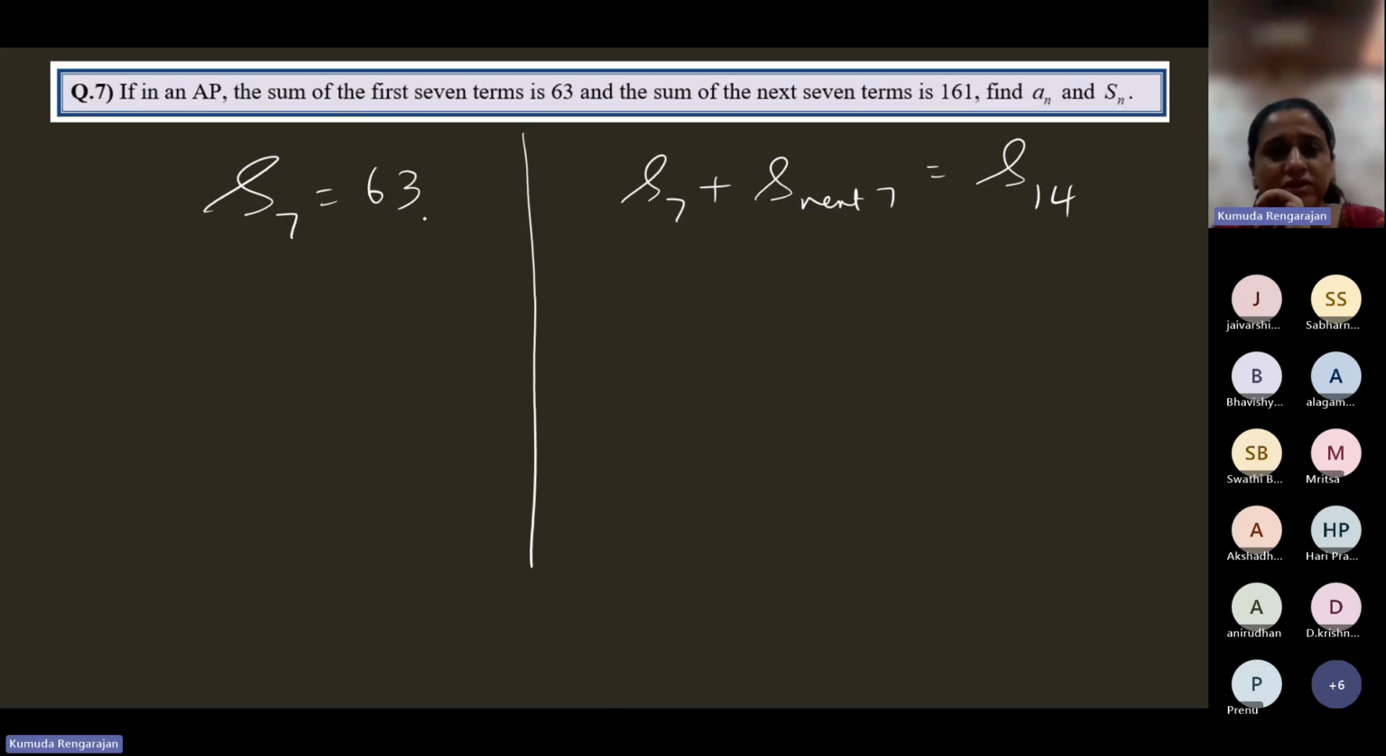These are the 2 things given to us in the question. The sum of the first 7 terms is 63. That means S7 is 63. And the sum of the next 7 terms is 161. But we know that the sum of the first 7 terms plus the sum of the next 7 terms is nothing but the sum of the first 14 terms. First 7 terms is A1 to A7. Next 7 is A8 to A14. So if you add these two, you will get the sum of the first 14 terms.